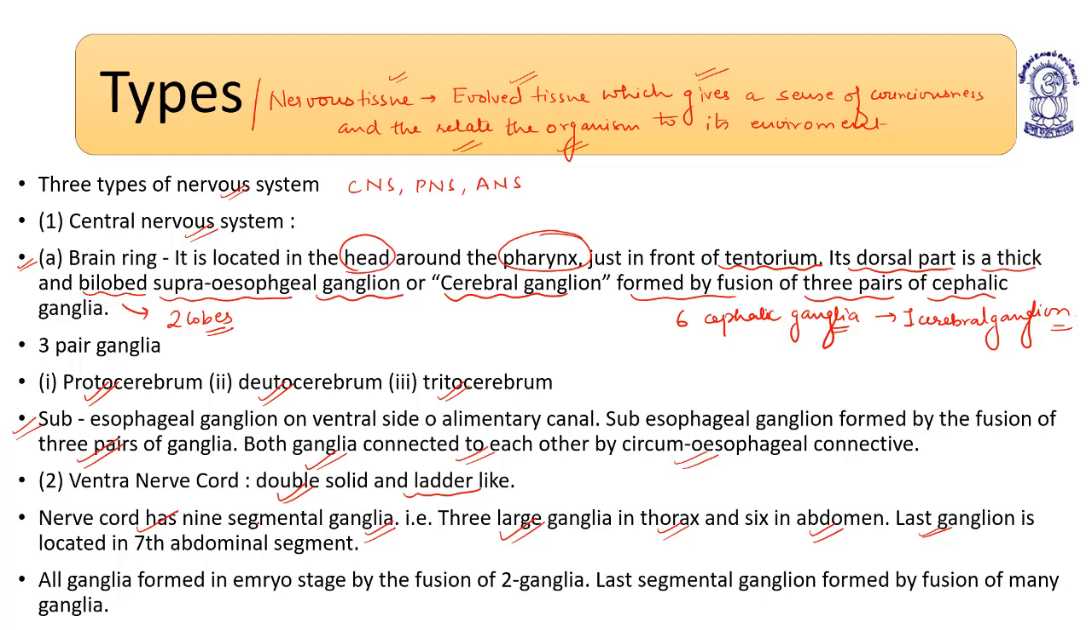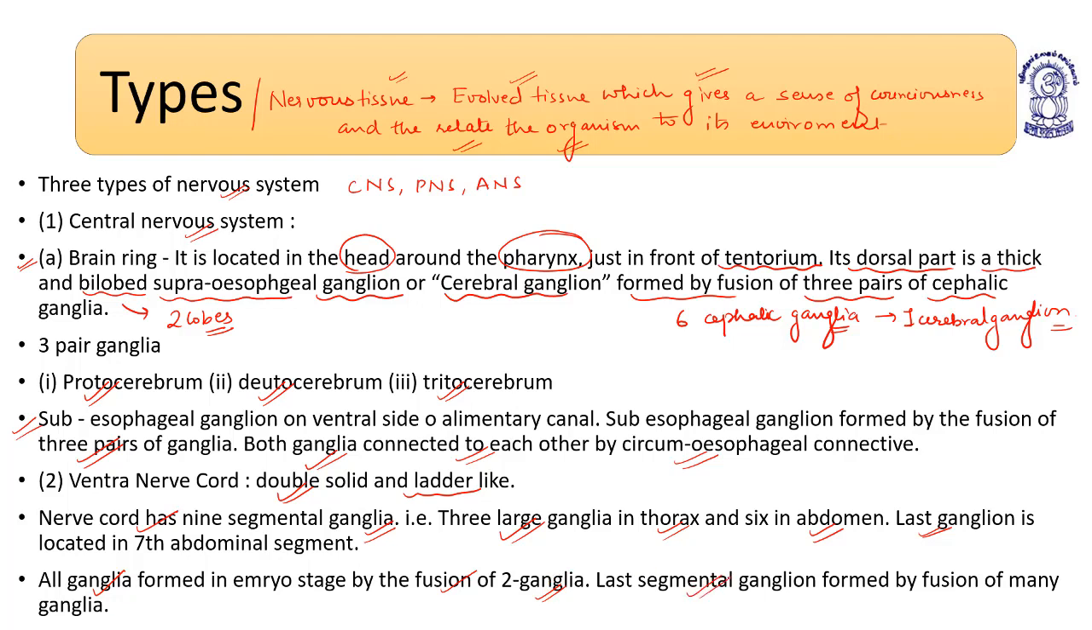The nerve cord is having 9 segmental ganglia, out of which the 3 large ganglia are present in the thoracic region, and 6 in abdomen. The last ganglion is located in the 7th abdominal segment. All ganglia are formed in the embryonic stage by the fusion of two ganglia.